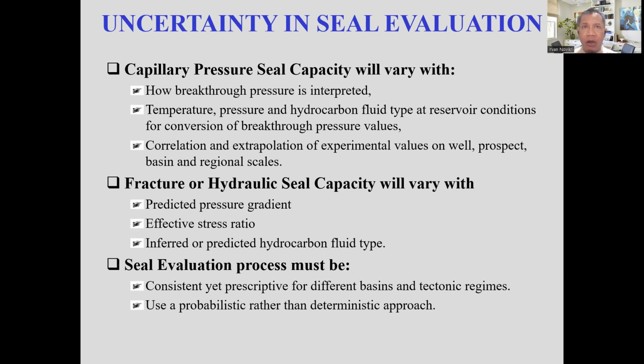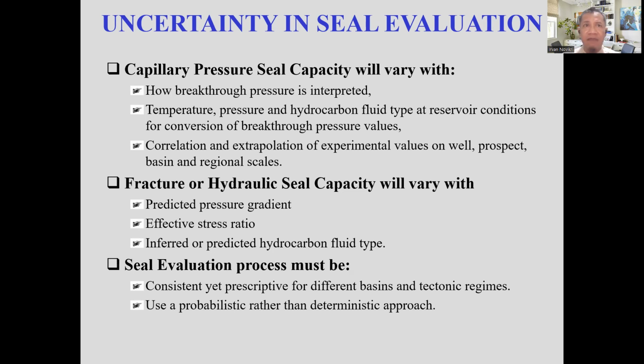The fracture or hydraulic seal capacity, which refers to the ability of geological formation to prevent the fluid flow, is influenced by three main factors: predicted pressure gradient, effective stress ratio, inferred or predicted hydrocarbon fluid type. These factors determine the sealing capacity of the formation and can vary depending on specific condition characteristic of the reservoir. Understanding and evaluating this factor is crucial.